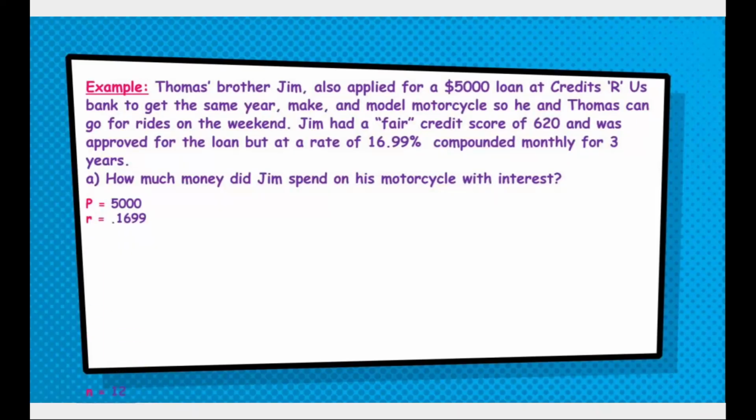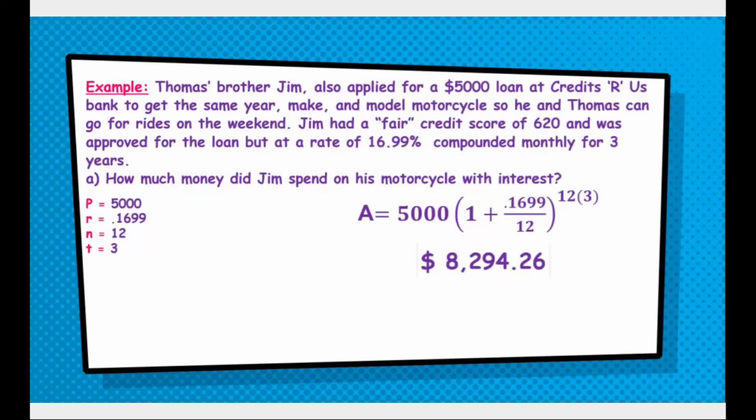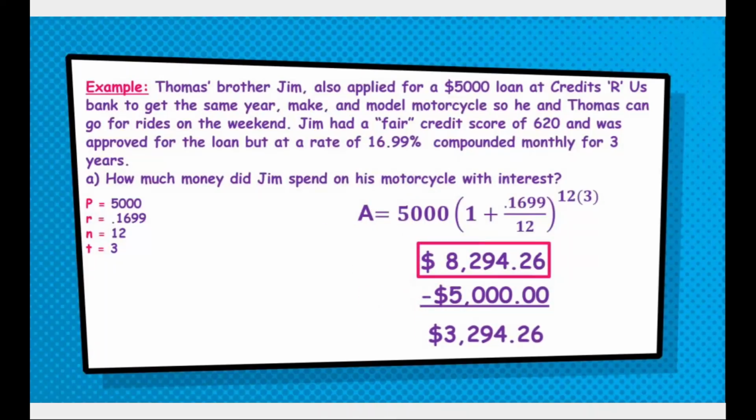There's his initial amount, his rate. It's compounded monthly, and actually I think Thomas was weekly, and t equals 3. So when I plug all of that in and hit enter, I get $8,294.26. Now looking at how much he spent on interest, well, he borrowed $5,000. The difference is the interest payment. So that's the cost of borrowing $5,000 based off of his credit score.